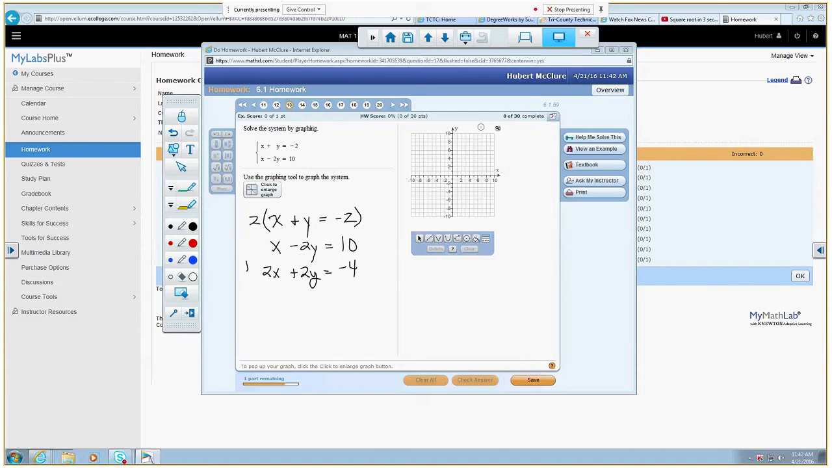Add. That's 3x. Finally, something works right. 10 minus 4 is 6. x is equal to what? And then back substitute. I would probably back substitute in this one. Get 0. So x is 2 and y is 0.